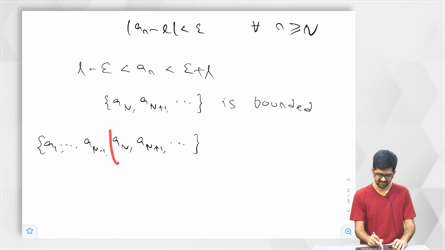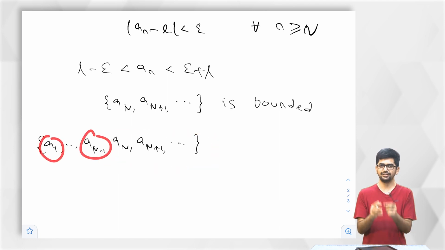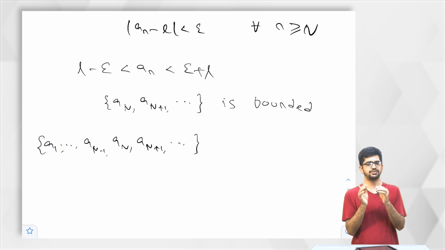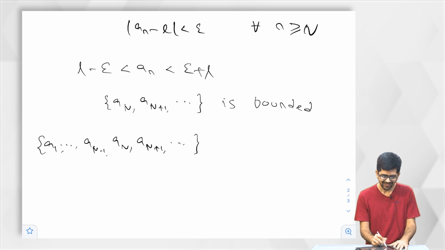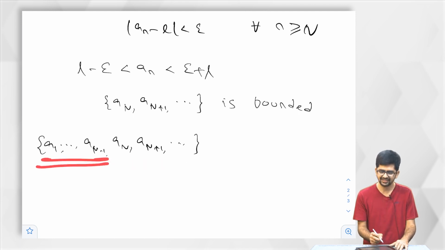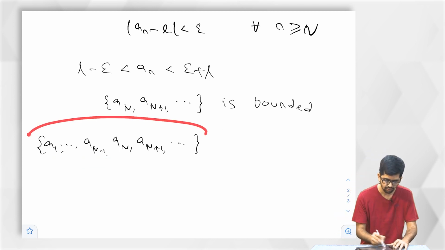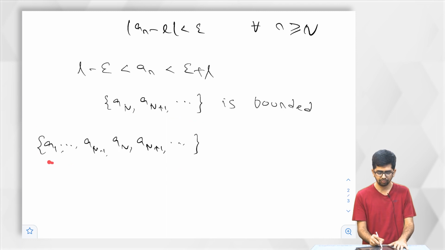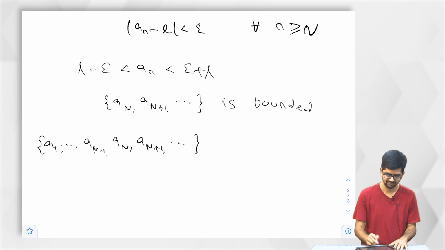So this is a bounded subset of R. I am only adding these elements. Adding is not addition, a plus b, not like that. I am saying taking the union. So okay, this set is bounded, this is the other set, that is finite, so it is bounded. So this whole set is the union of two bounded sets, so it has to be bounded.